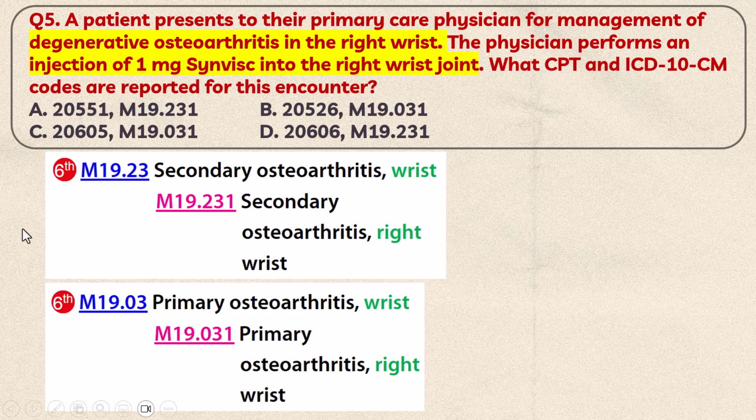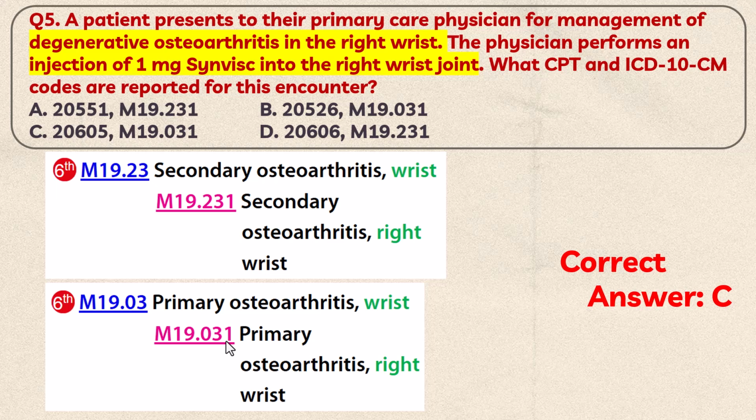So when you go to the other code, M19.03 is primary osteoarthritis, wrist, and the subcode is primary osteoarthritis, right wrist. So in our case, right wrist, primary osteoarthritis. So the correct code will be M19.031. So the correct answer will be answer C.